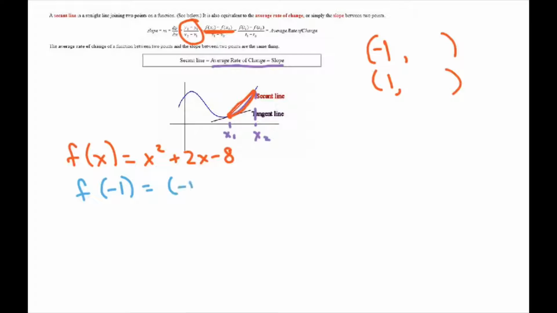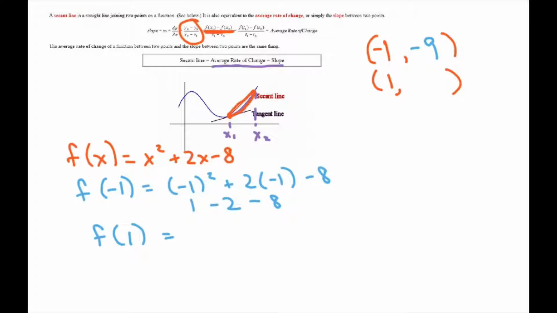So that gives you -1 squared plus 2 times -1 minus 8. So this equals 1 minus 2 minus 8, which is going to be -9. And then plug in 1, and that just gives you 1 plus 2 minus 8, and 3 minus 8 is -5.